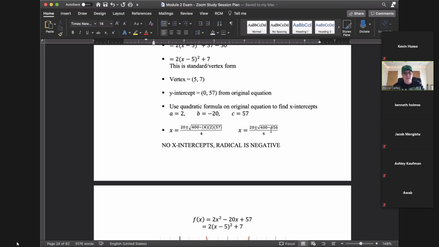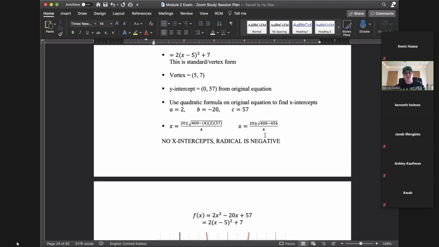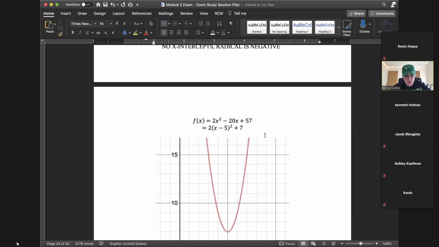When you have a negative radical after doing the quadratic equation, that means there's no real roots. That doesn't mean that there might not be some complex roots, but there have to be real roots for there to be x-intercepts. So if you ever get a negative radical when you're trying to find x-intercepts, then that means there are no x-intercepts. It doesn't exist. There's no real roots.